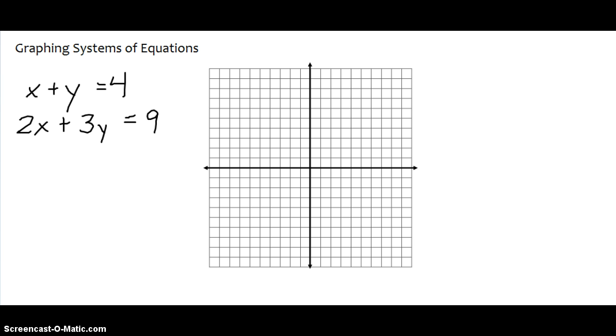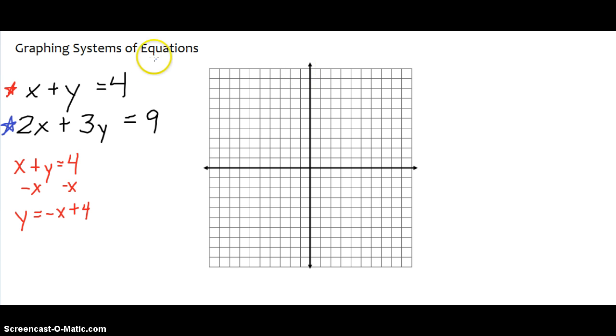So let's make this first equation red and make this second equation blue. So first we'll solve the red equation for y. We have x plus y equals 4. We'll subtract x from each side. We get y equals negative x plus 4.